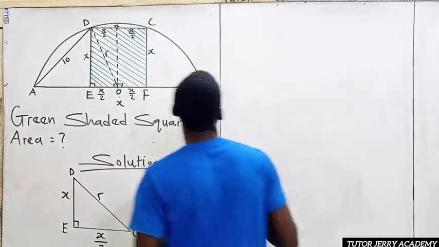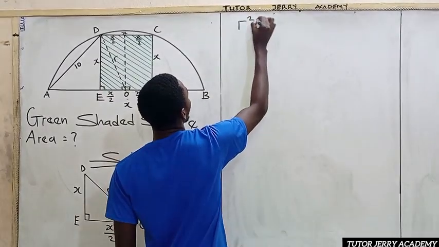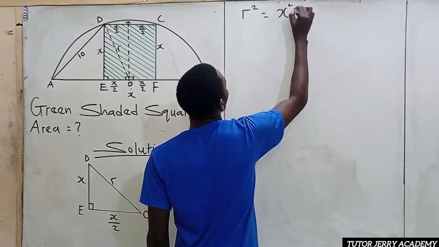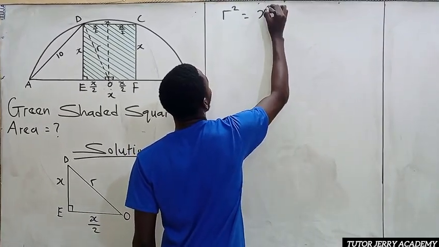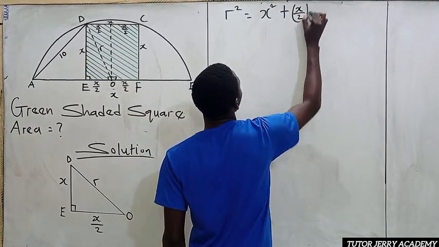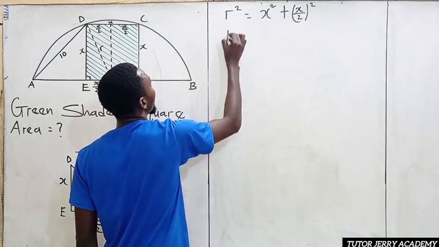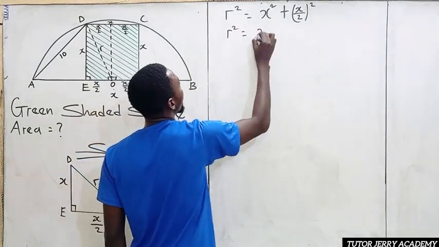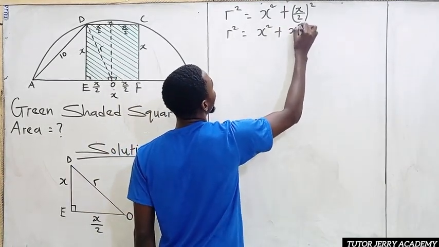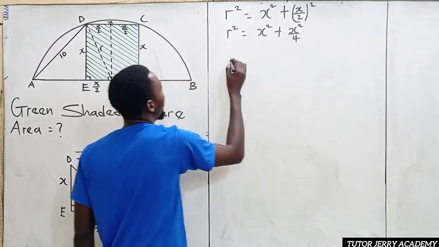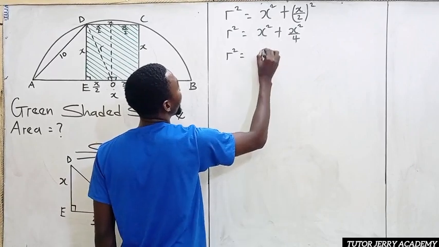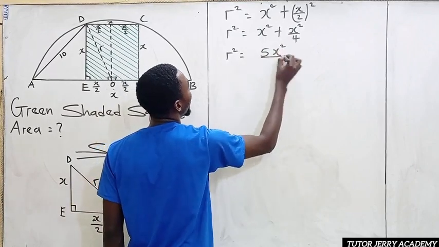Square. So it shows that R square will be equal to S square plus X all over 2, all square. So R square will be equal to S square plus, if I share the square on them, S square all over 4. So R square will be equal to 5S square all over 4.